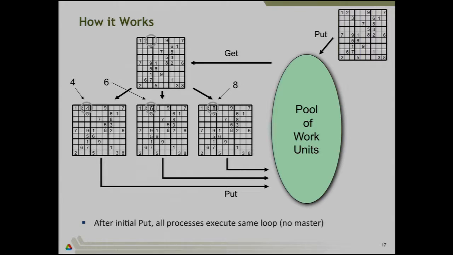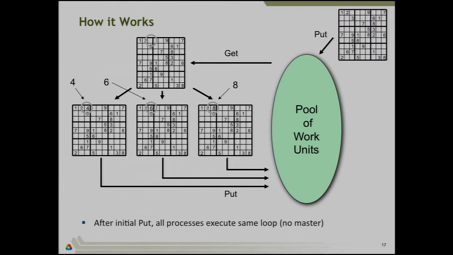So we have the blank square at the top, and the three possibilities are 4, 6, and 8. So we make new boards with 4 there, 6 there, and 8 there, and put those all in, and then everybody starts getting these boards. They all get different ones. They fill them in, and you keep going until you eventually fill this.